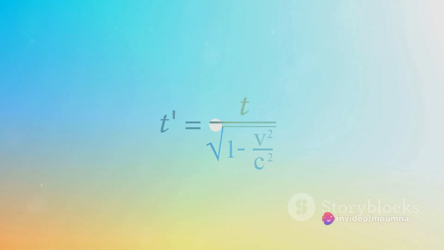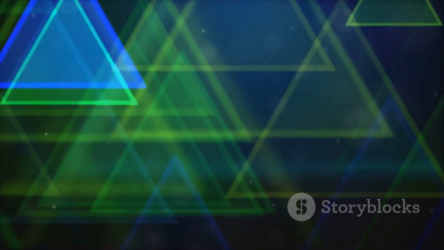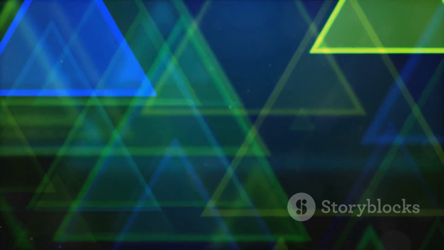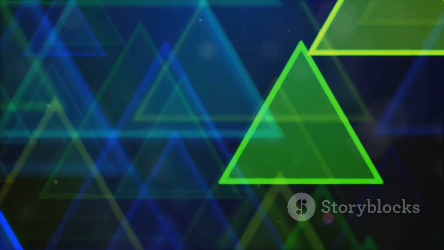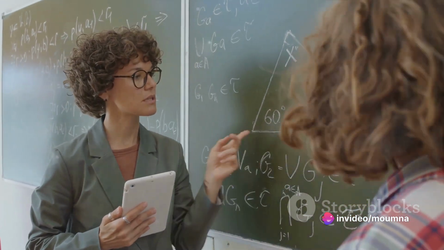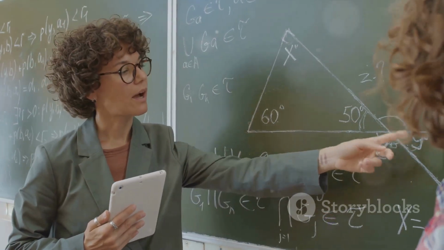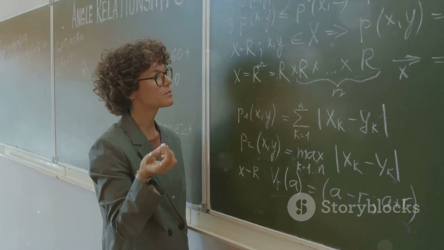The Pythagorean theorem is typically written as a² + b² = c². Now in this equation, a and b represent the lengths of the two shorter sides of a right-angled triangle, while c stands for the length of the hypotenuse. That's the side opposite the right angle. So what the theorem is saying in essence is that the square of the hypotenuse's length is equal to the sum of the squares of the lengths of the other two sides.